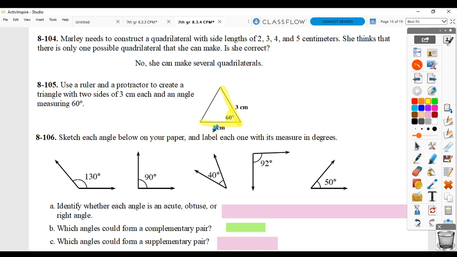All right, now the one that I've created actually has, it looks like, equal angles and equal side lengths, meaning it'd be equilateral and equiangular. But it doesn't necessarily have to be that to meet this requirement.